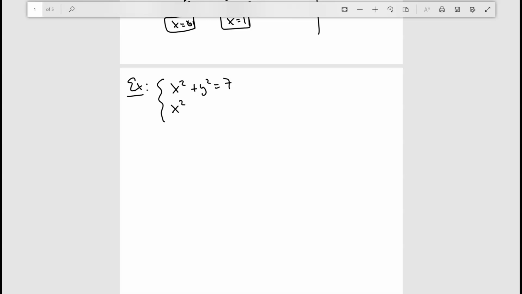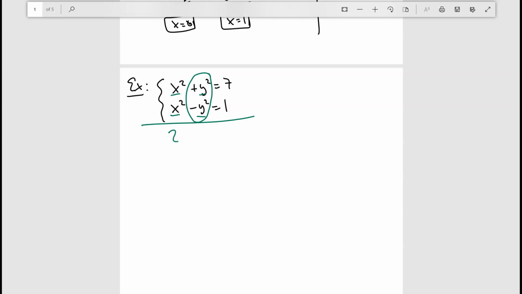x squared minus y squared equals 1. Something that looks like this would be a perfect example of when you can use elimination. Because if you notice, you have an x squared and an x squared, and a y squared and a y squared. And luckily for us, this can immediately eliminate.